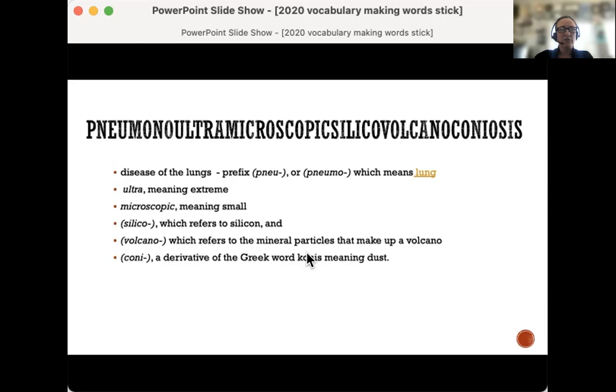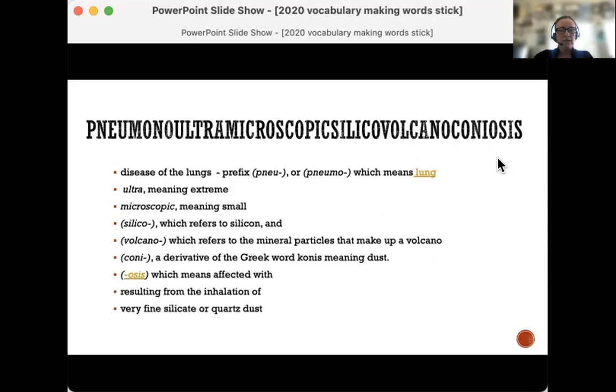Coni is a derivative of konis, meaning dust. So that's here. Volcano coni, right? And then osis, which means affected with. So it means resulting from the inhalation of very fine silicate or quartz dust. I mean, that's a really ridiculous word.